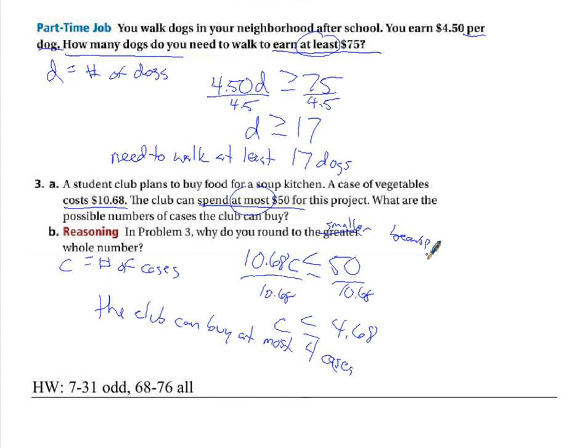You can't buy parts of a case, only whole cases, because we can only buy whole cases, and 5 cases cost too much. That's why. So you guys already understood all that, but we want to write that down to make sure that we know for sure. I could easily ask a test problem like that.